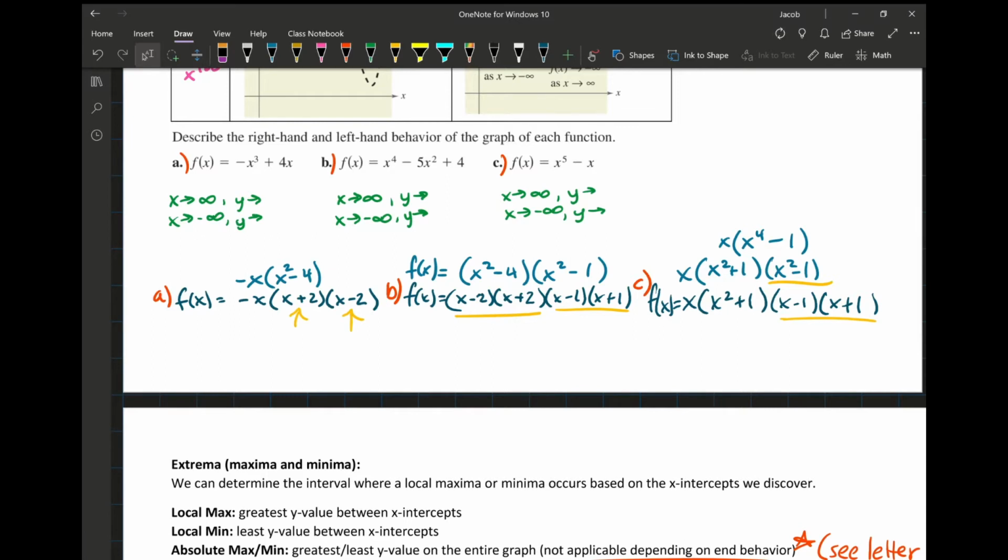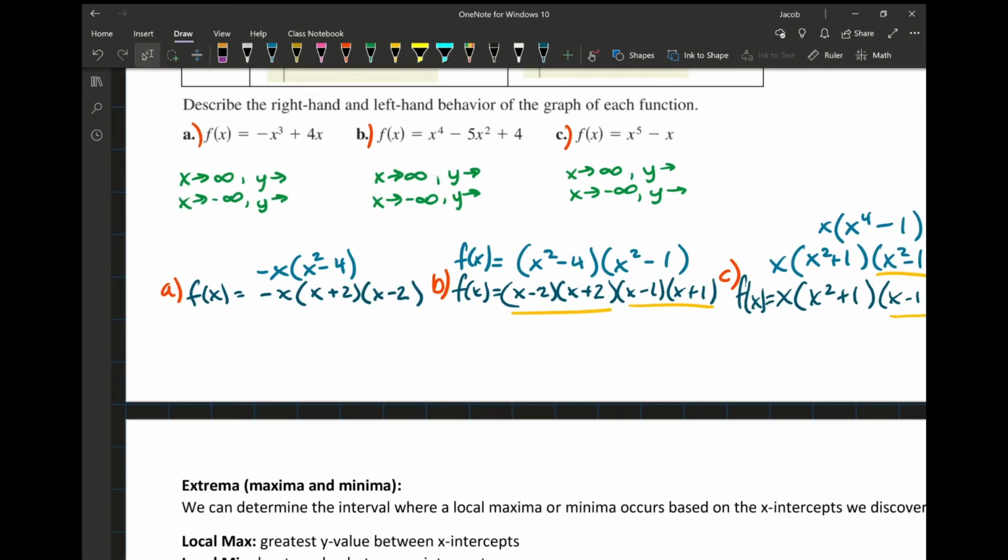We'll end up looking at the left and right hand behavior of these factored forms as well as their standard forms. So looking at their standard forms, I've got the negative a, so a is negative and it's odd. So as x approaches infinity, y approaches negative infinity. So remember, this would look like a polynomial like that. So y has to approach positive infinity.